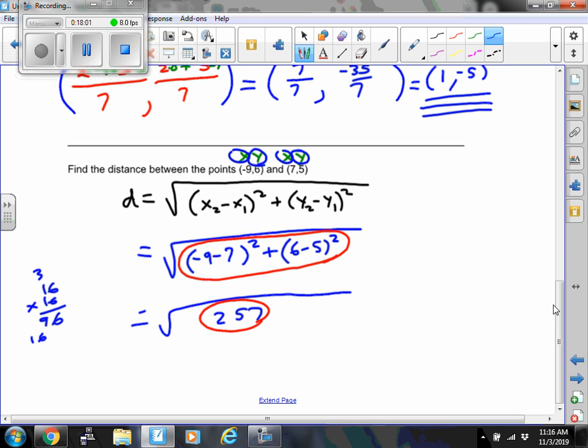And now this is what's referred to as an exact solution. It doesn't make a whole lot of sense to tell somebody to measure something at square root of 257. So what you do is you're going to get an approximate solution. When you stick that in your calculator, square root, you have to hit the second, and then you hit this x squared button. And when you do that, you get this number.